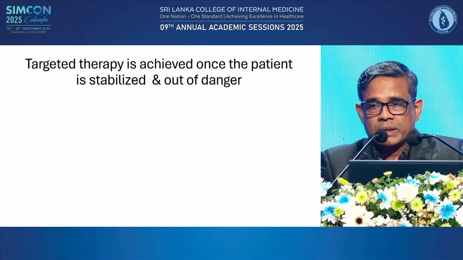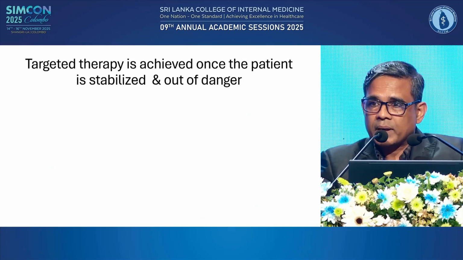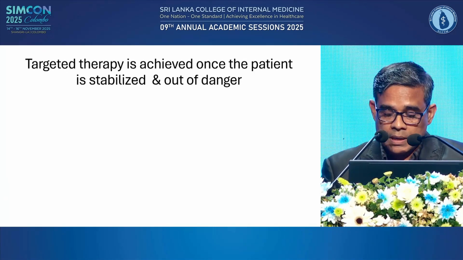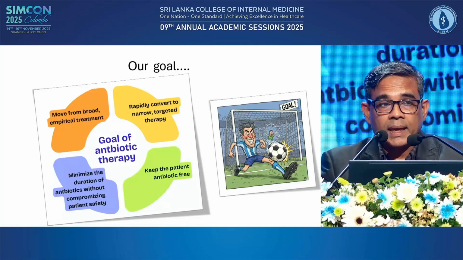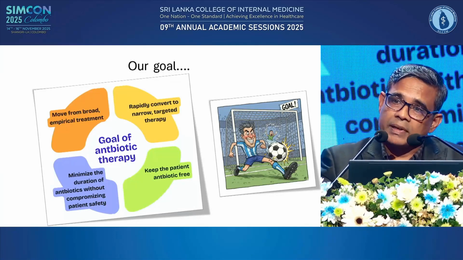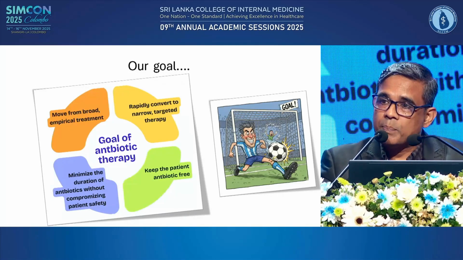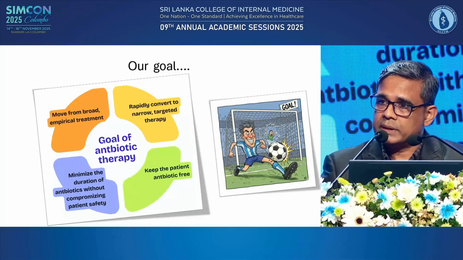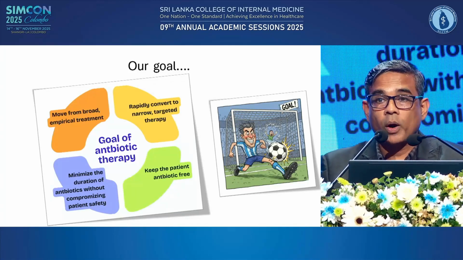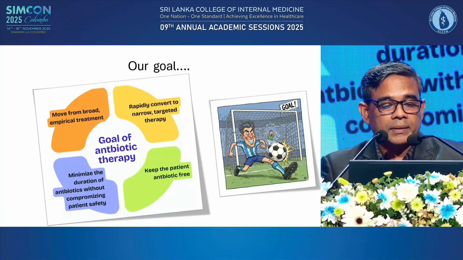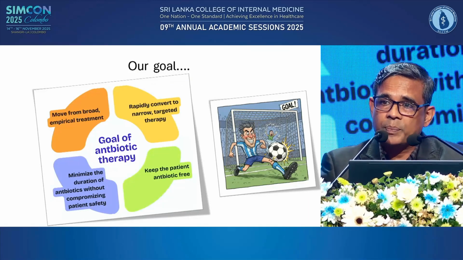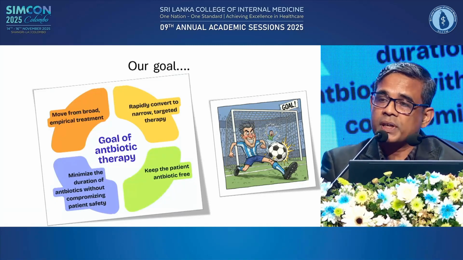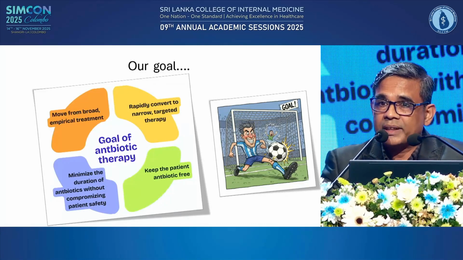When a patient comes with sepsis, you give empiric therapy to stabilize the patient. Once the patient is stabilized, you can achieve targeted therapy. The basic aim is to rapidly move away from empiric therapy to targeted therapy. That is why we want to reduce the broadness of the initial coverage with targeted therapy, and at the same time minimize the duration of antibiotic exposure and keep the patient without antibiotics as soon as possible.